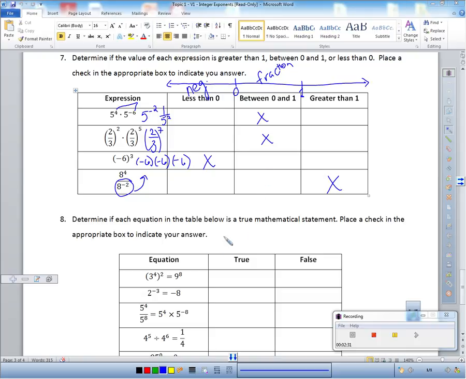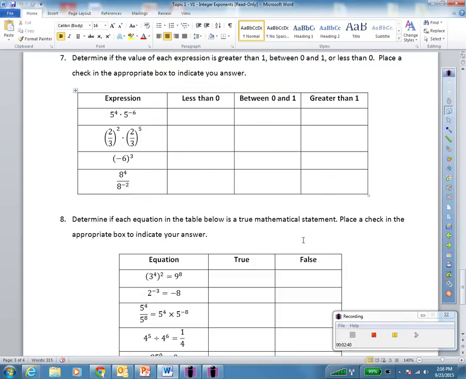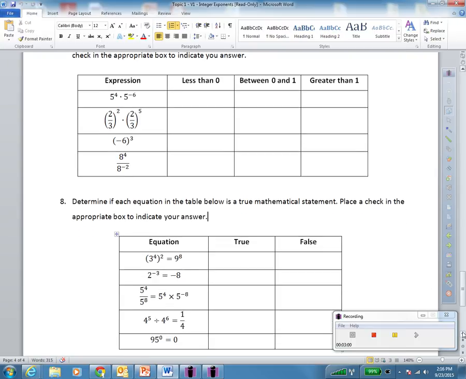Okay. On this next one, number 8, I'm going to go ahead and scroll up here, so you're going to lose some writing. Okay, so scroll up. Oops. So on number 8, it's not letting me scroll up here. There we go.